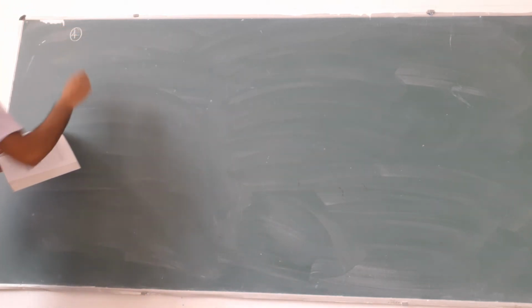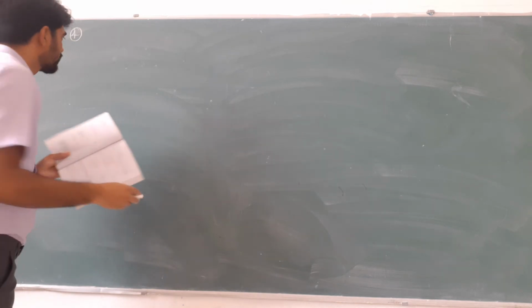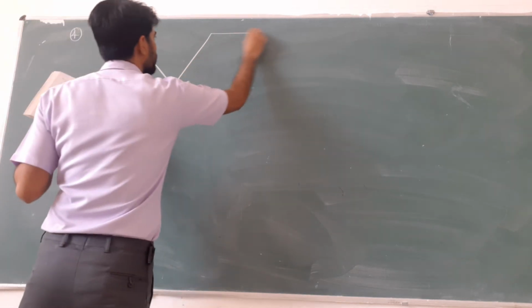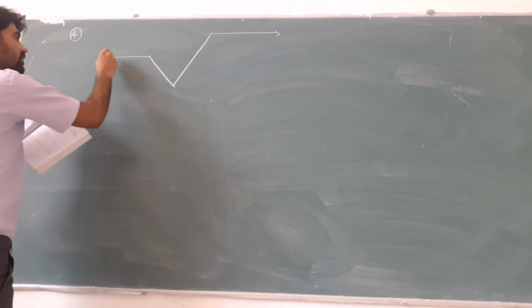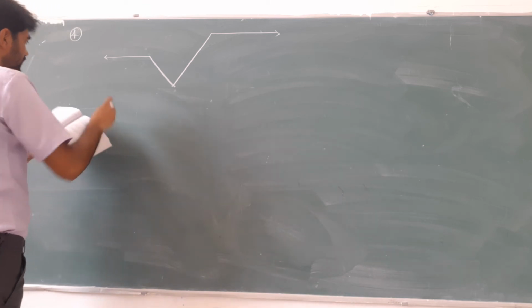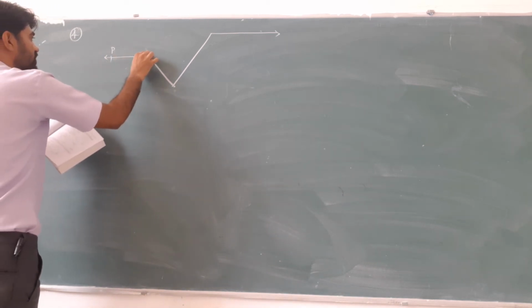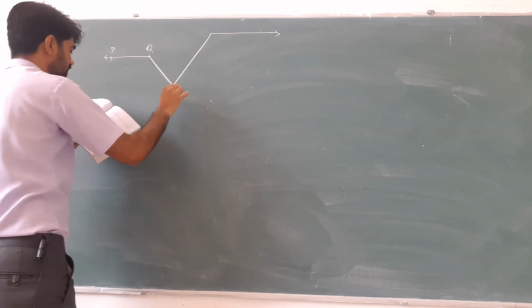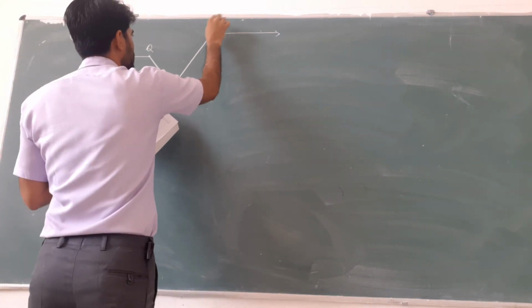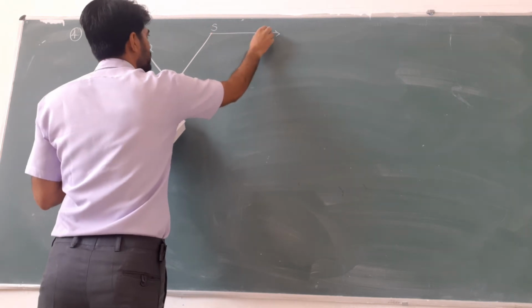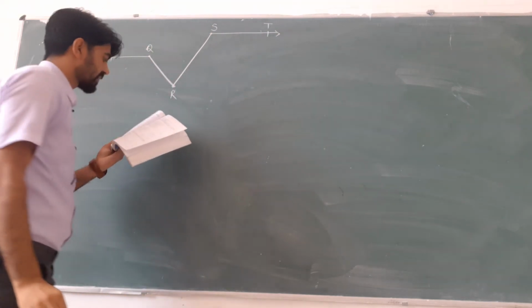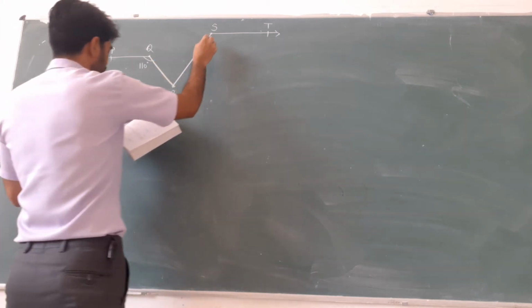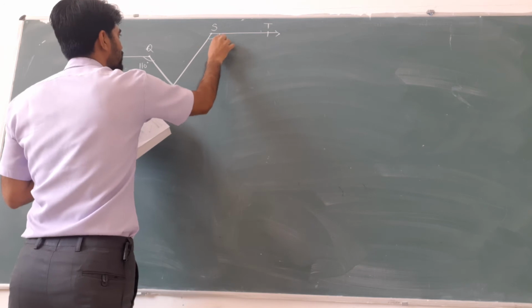Fourth one. Again figure is given. So let us see the figure first. This type of figure is given. This point is P, then this point is Q, this point is R, this point is S, and this point is T. So this angle is given 110 degree, this angle is given 130 degree.